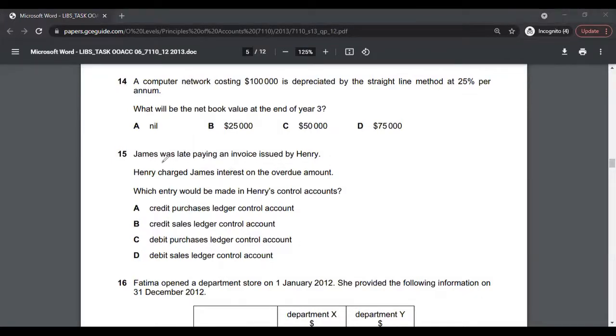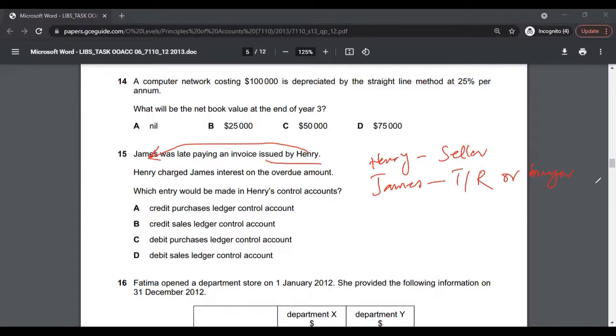Multiple choice 15. James was late paying an invoice issued by Henry. So Henry issued an invoice to James. Who is Henry? Henry is the seller. James is the trade receivable, or the buyer or the purchaser, which Henry charged James interest on the overdue account. So since James did not pay, Henry charged some interest on that amount.